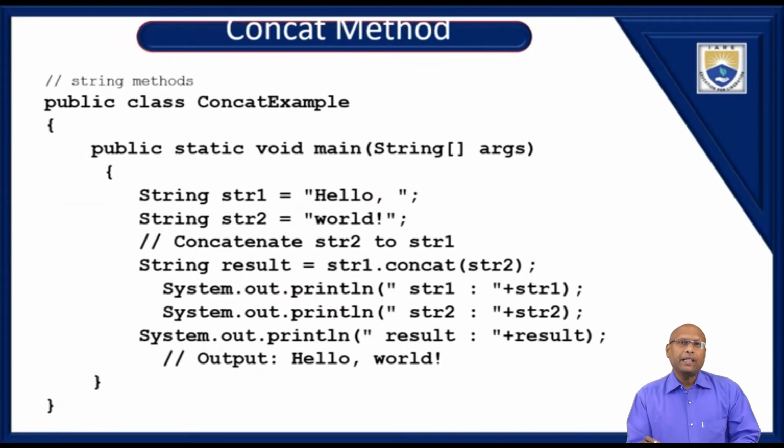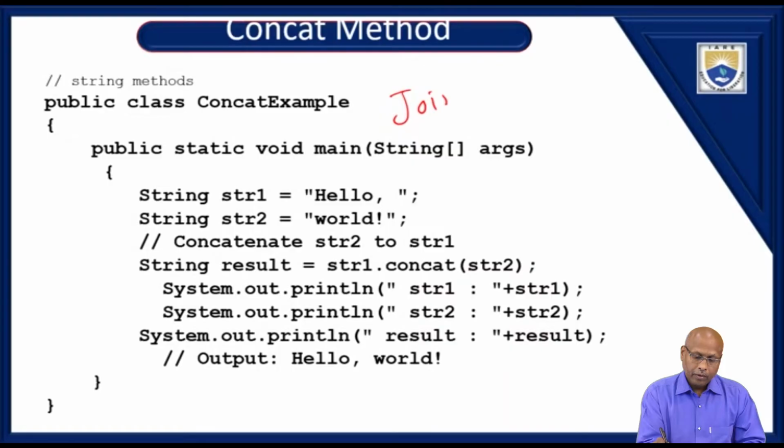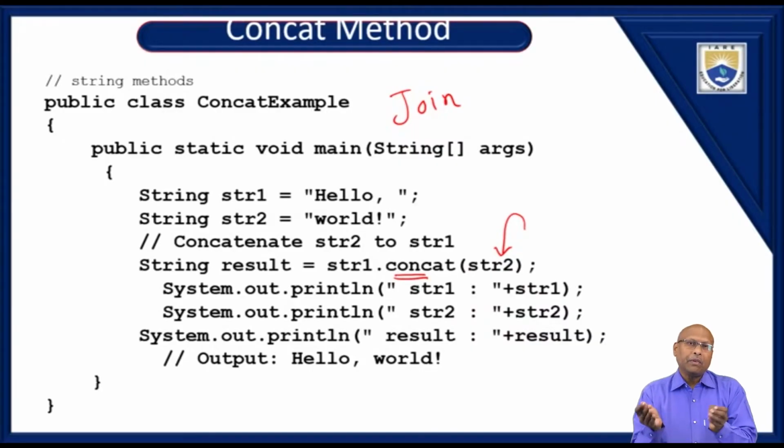There is one more typical method called the concatenation method. If you want to join, to combine two strings, then you can use the method called concat. The concat method takes one string. Once you pass the string, string 1 will be concatenated with string 2, and it will give a new string.